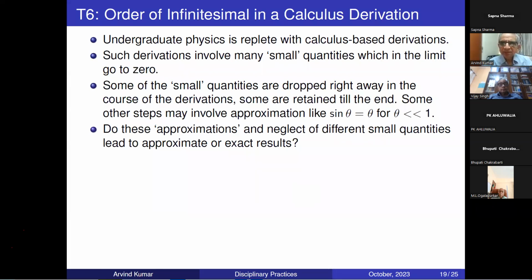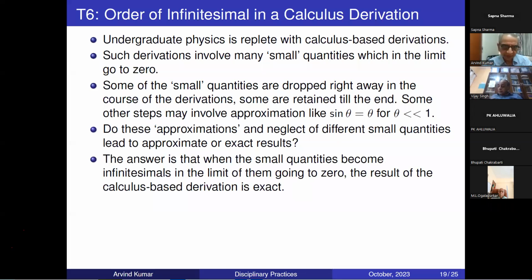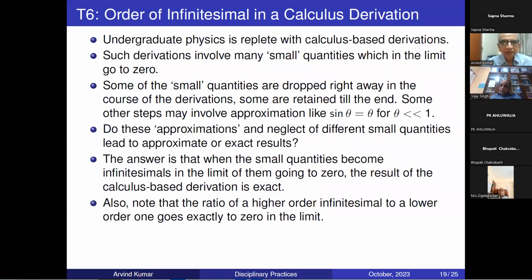So do these approximations and neglect of different small quantities lead to an approximate or exact result? It's a natural question even for good, meritorious students, that we are dropping something. I'll give you the example. The answer is that when the small quantities become infinitesimal, in the limit of them going to 0, the result of the calculus-based derivation is correct.